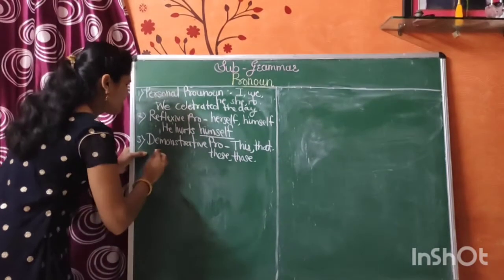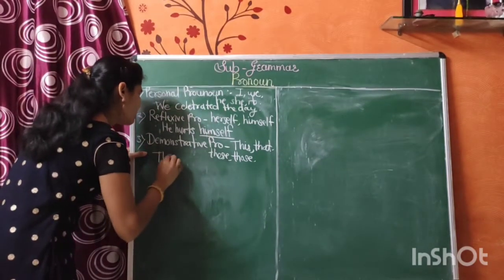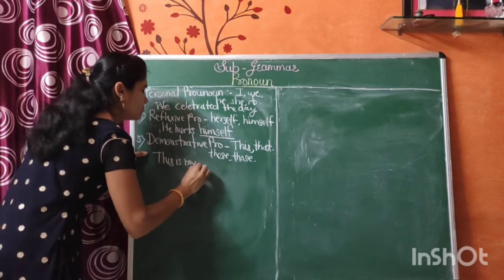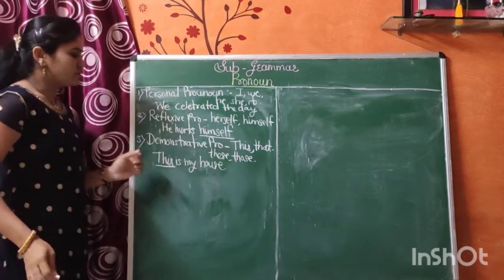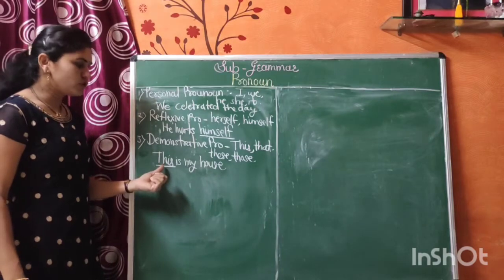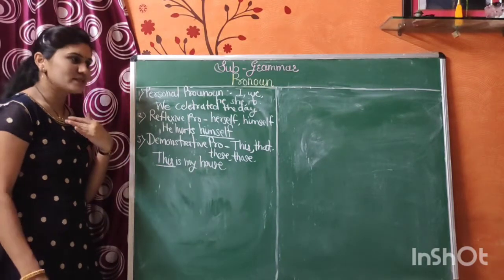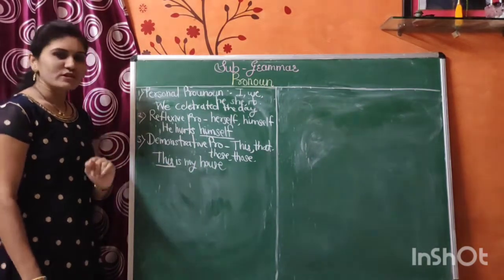We will see the sentence. This is my house. So this is a demonstrative pronoun. Here we want to demonstrate that this house is mine. So this is the demonstrative pronoun.